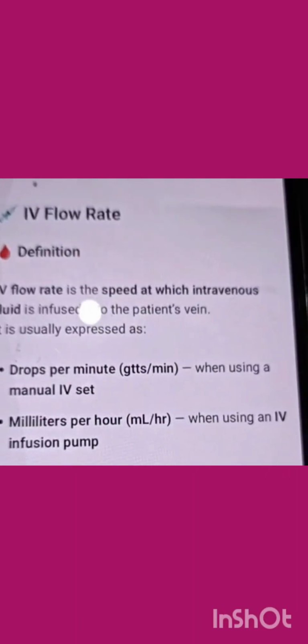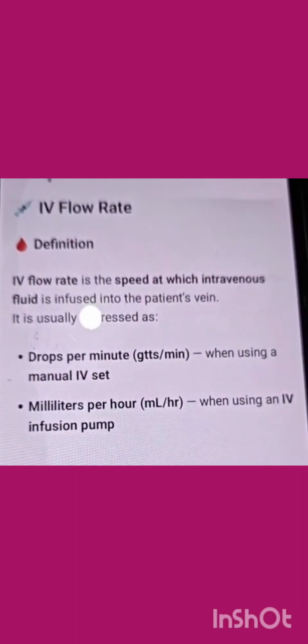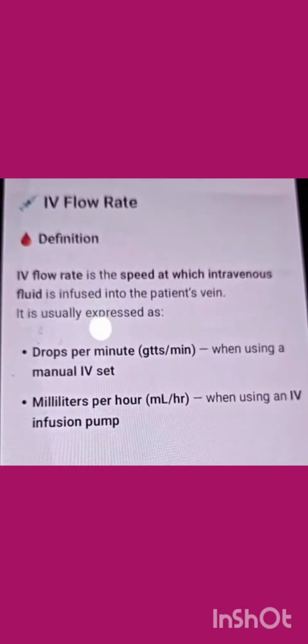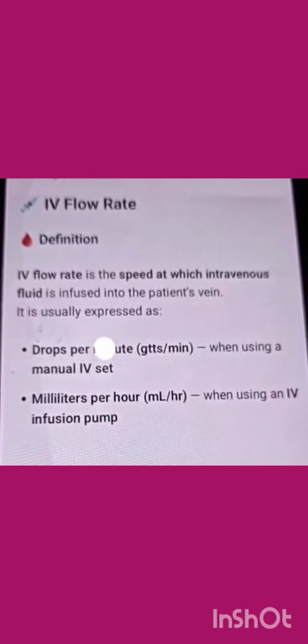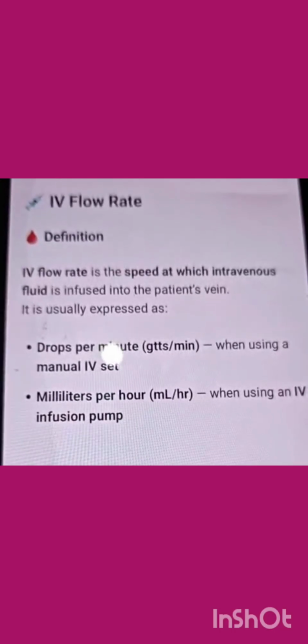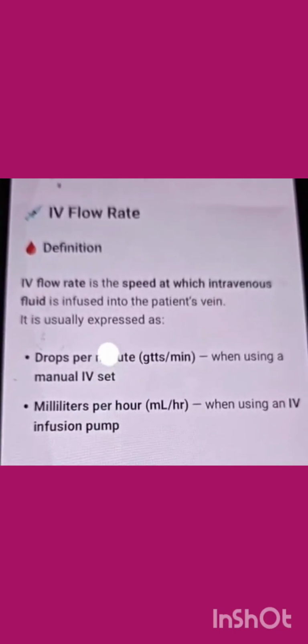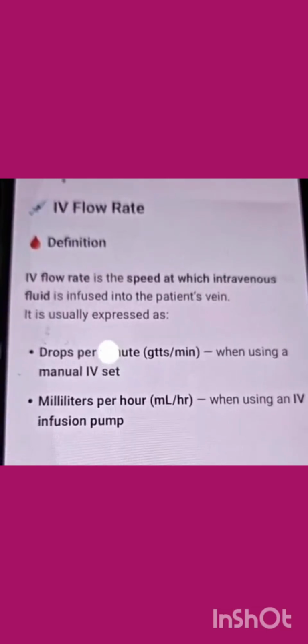Dear all, today let's see about what is IV flow rate. It's a very important topic for nurses and nursing students. So, what is this IV flow rate? It's the speed at which the IV fluid is infused into the patient's vein.